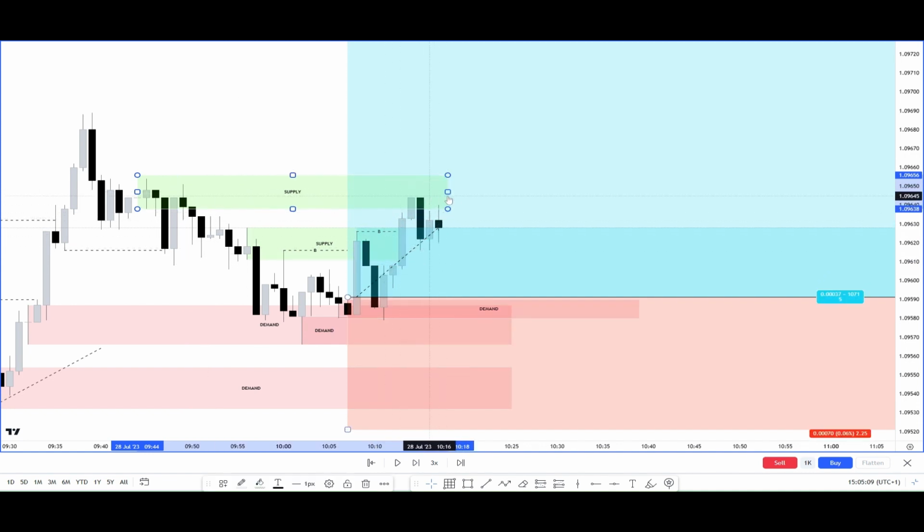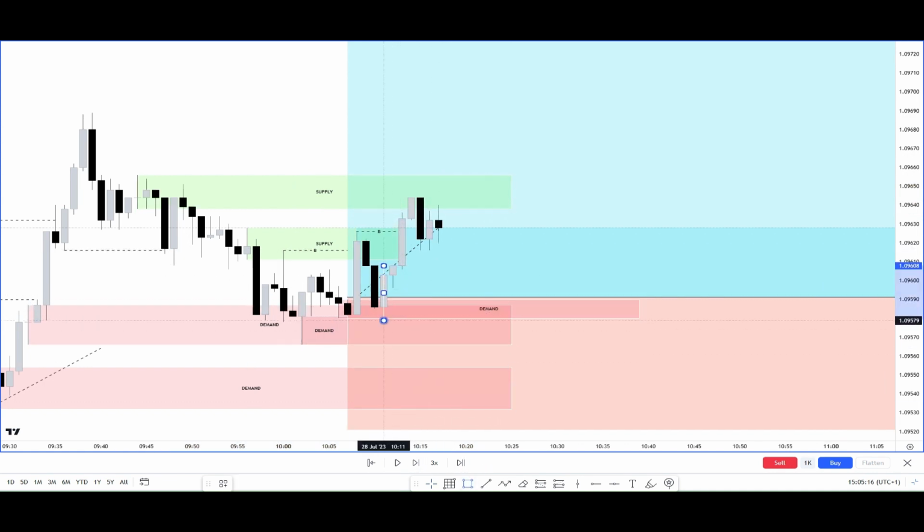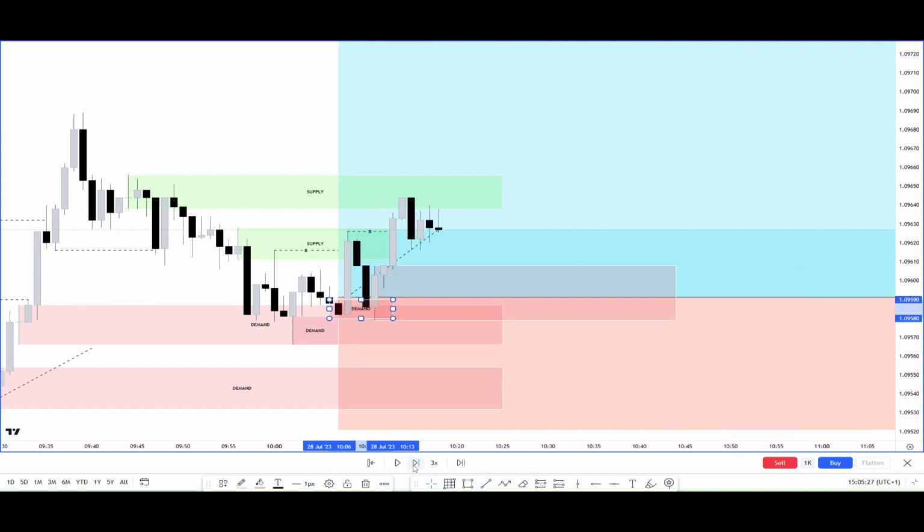So let's see if we break that structure, because I don't believe we're going to come back down to this area. Well, we'll set it on. That one's been mitigated. That's my entry demand zone. Let's see what happens here.